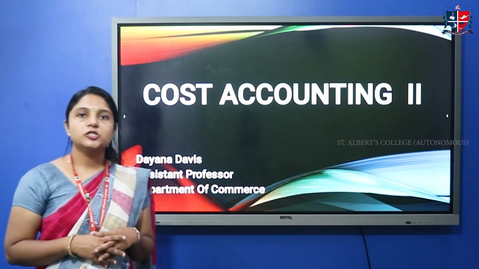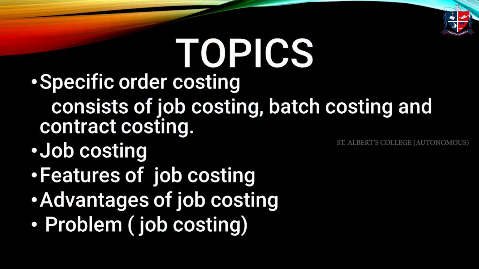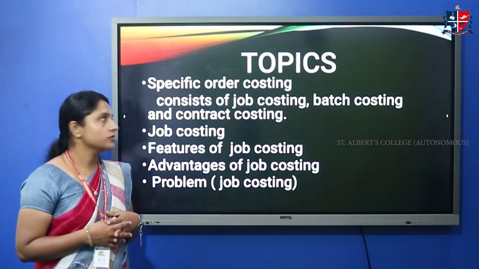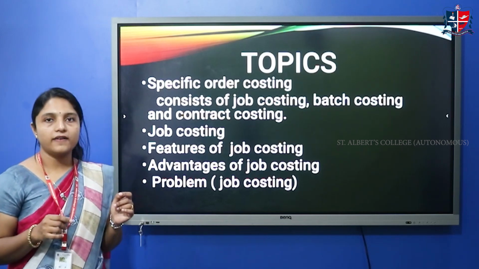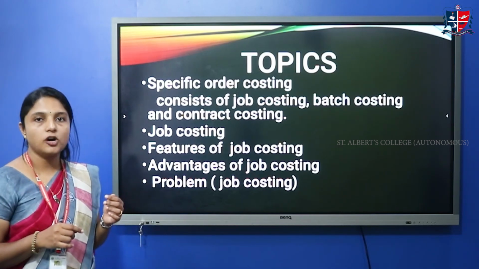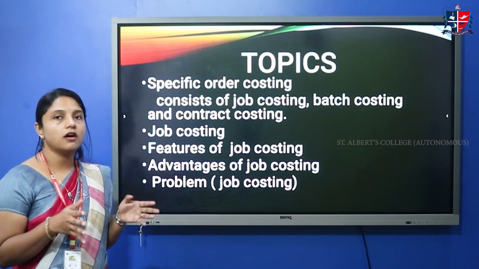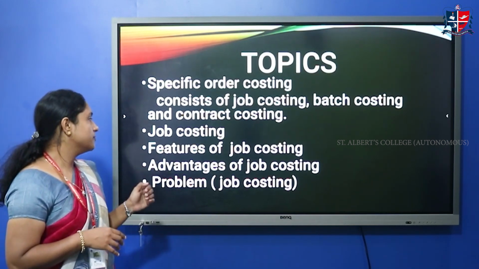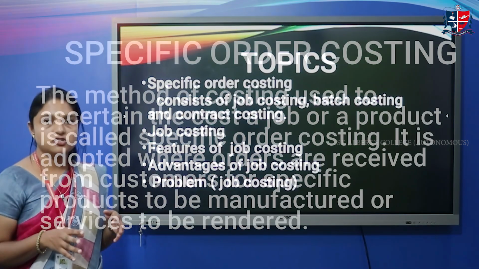Good morning, all. Today I am going to take the topic from Cost Accounting 2. The topics to be covered in this class are specific order costing, which consists of job costing, batch costing, and contract costing. Next one is job costing. In this class, we mainly focus on job costing, features of job costing, advantages of job costing, and one problem related to job costing.